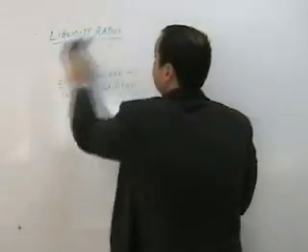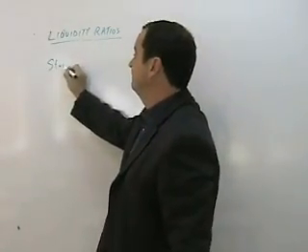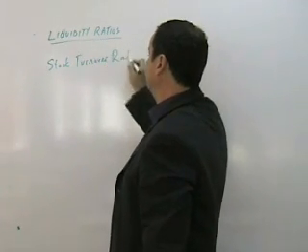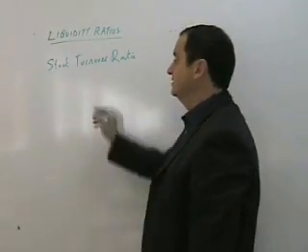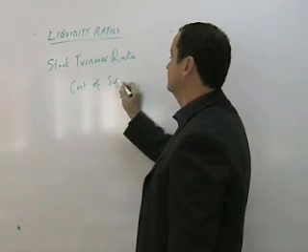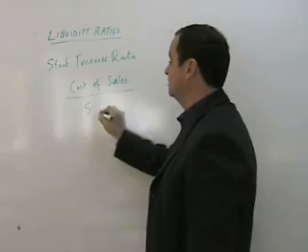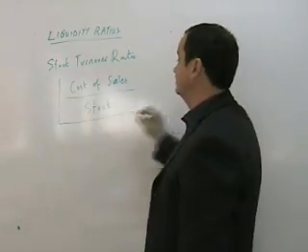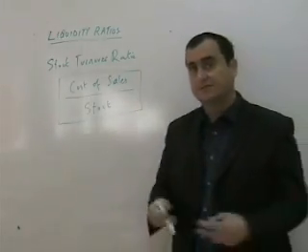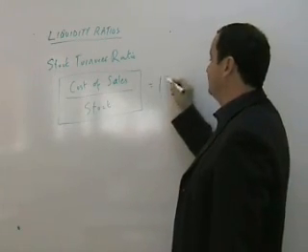Finally, businesses will calculate their stock turnover ratio. This is calculated with the following equation. Cost of sales, which we find on the profit and loss account, divided by stock, which is found on the balance sheet under current assets. So cost of sales divided by stock. This will generate a number. Let's say that number comes out to 15.